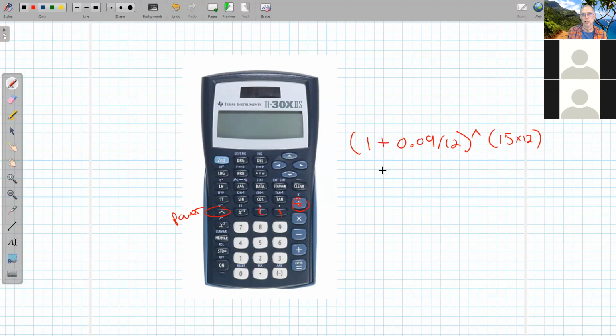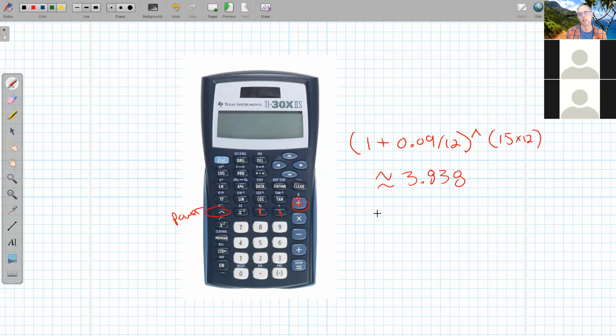Would you leave that up there for just 1 sec? Yeah. Okay. So try it on your calculators. That should be about 3.838. 0.09 divided by 12, close the parentheses to the power of parentheses 15 times 12, close parentheses. I got 3.838. Yeah, good. Josiah, any luck on that one? Yeah, I'm good. You're good, okay.